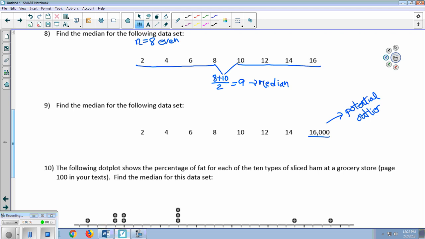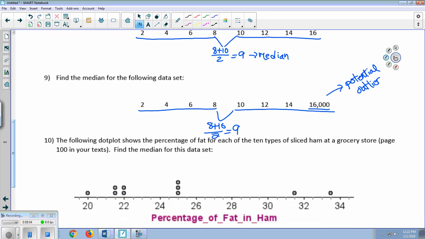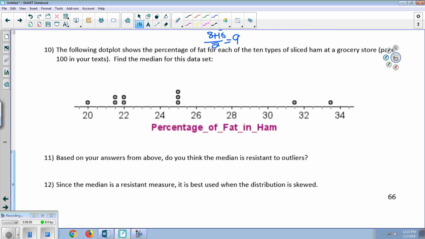But if we take a look at the median, again, we'd split our data set in half because there are 8 data points, and we take the average of the middle 2. And we once again come up with 9. So even though we have a potential outlier in this data set, our median doesn't change. That's one of the reasons why it's such a good summary of center for a skewed data set.